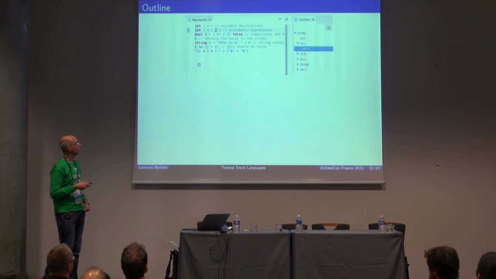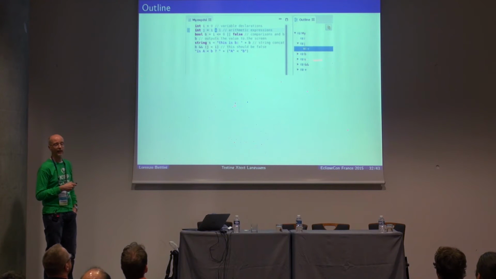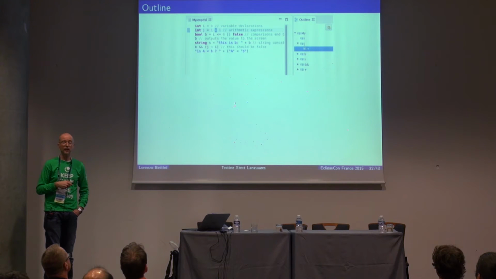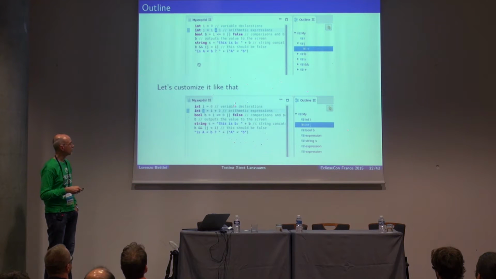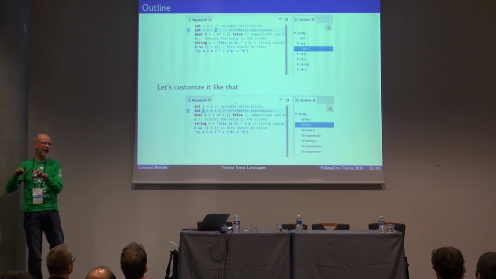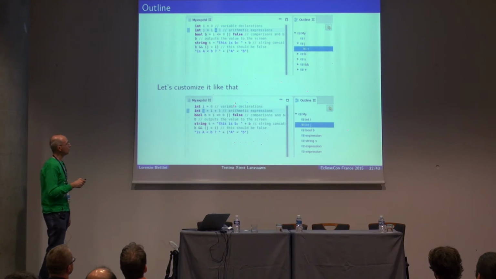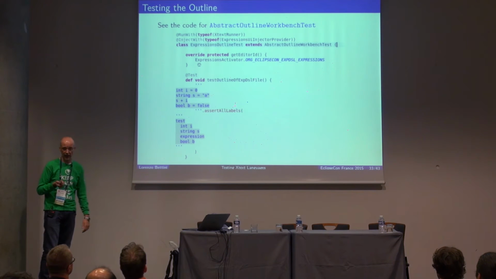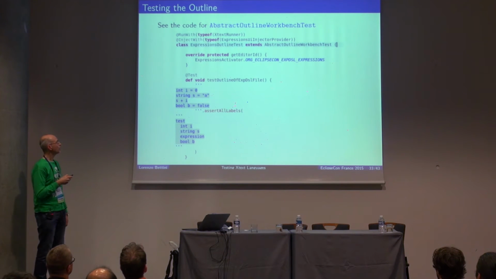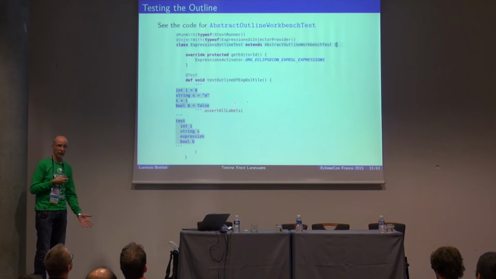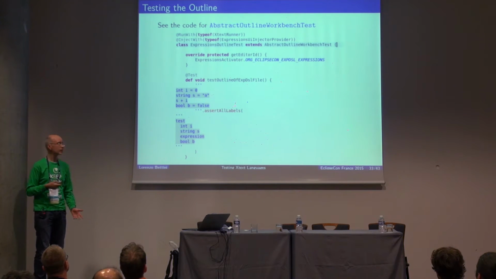Finally, the outline. The default outline is not very nice. You see, you have children in the tree which do not make sense. You know that in Xtext it's quite easy to customize the outline, so let's customize it like that. How can I test that without manually running Eclipse? So unfortunately, there's no utility class, but it's easy to write one, and you can find the code of this class in the example. And I'm going to propose this class as an addition to Xtext.